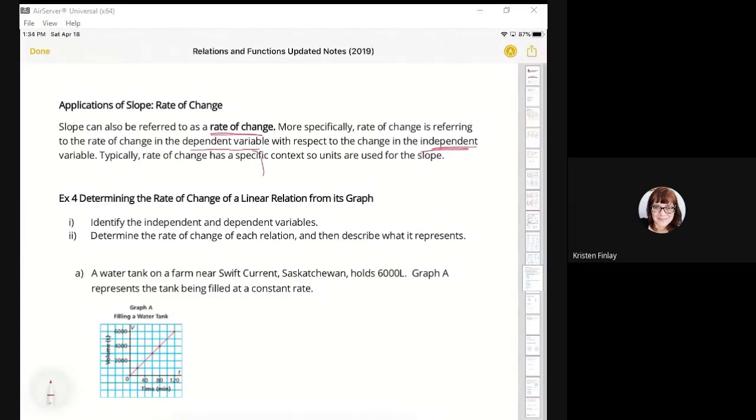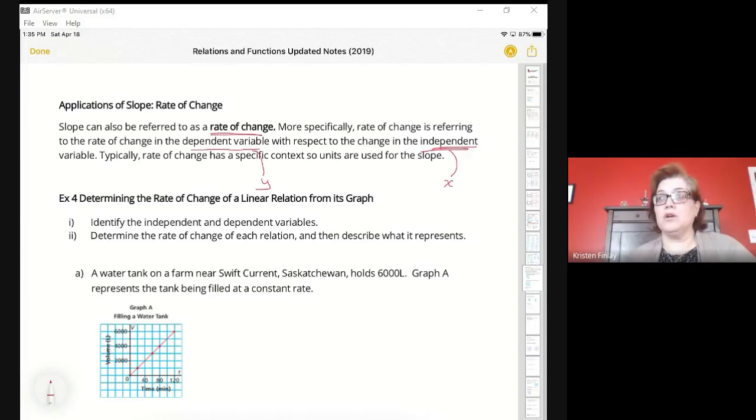So the rate of change in y based on or with respect to the change in x. Typically, the rate of change has a specific context, so units are used for the slope. When we're talking about real world situations, they would have a context. They would mean something. It would be distance versus time, or money versus hours, or products, or number. So they would have a context, and this is where the real world application comes in.